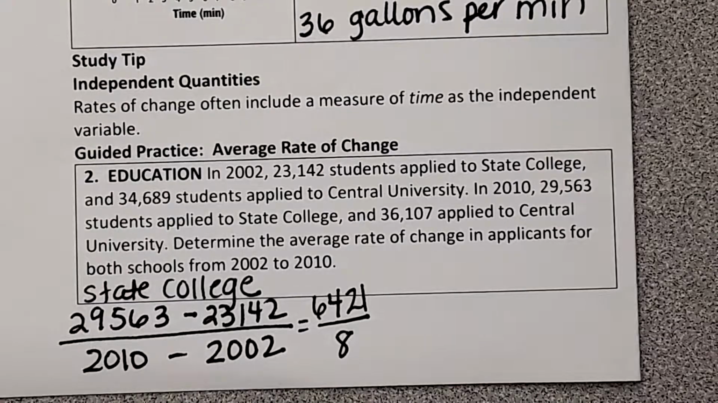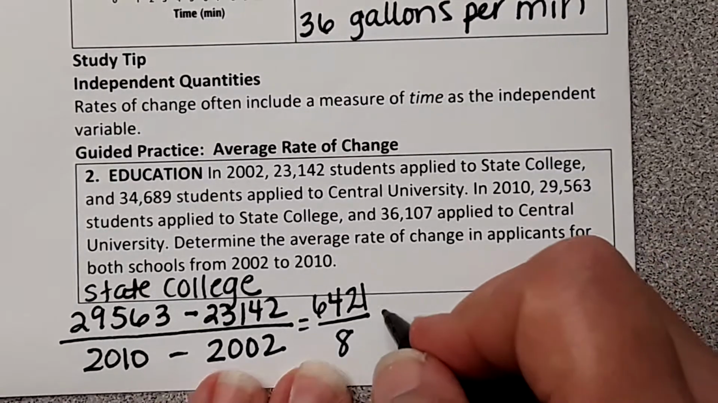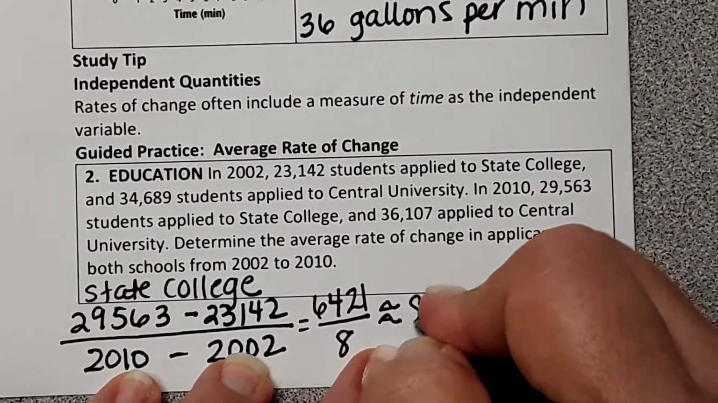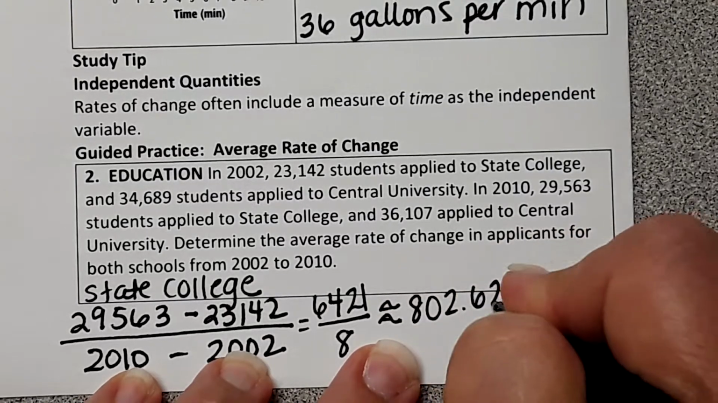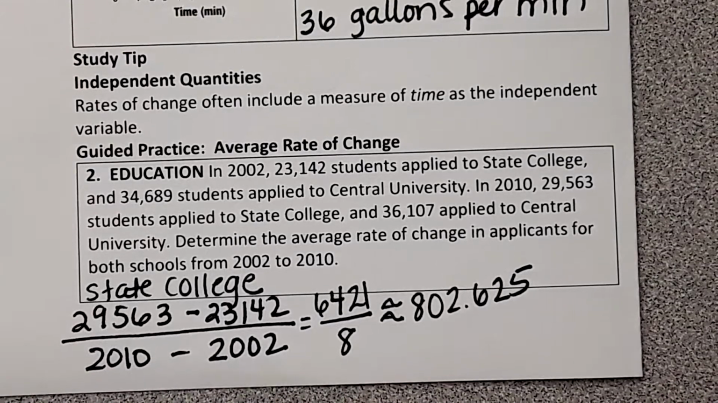So what did you guys get? Over 8? Okay. And when you divide it, you get roughly 802.625. That's what I got. So we can round up. So it's approximately what?